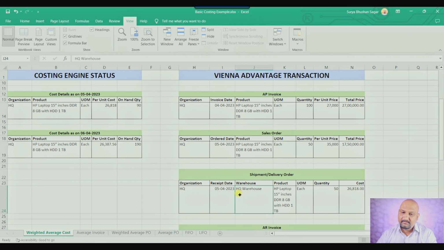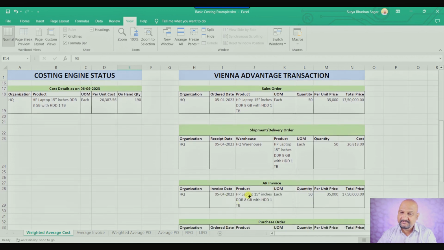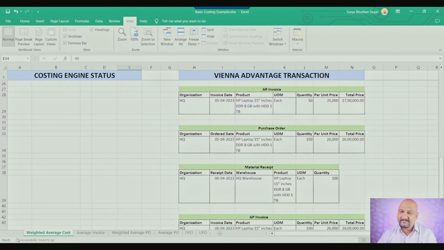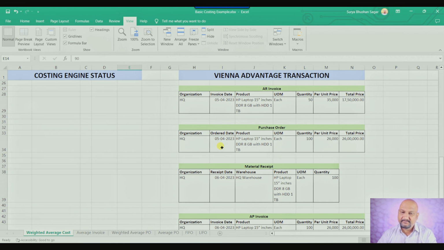As a result of processing this transaction, when I say processing, it means completion of the delivery order, the system will update your costing engine, and since it is reducing the quantity, there would not be any change at the level of the cost, only the on hand quantity changes. So your on hand quantity becomes 90. Thereafter I did my AR invoice, I send my AR invoice to the customer and my receivables gets debited.